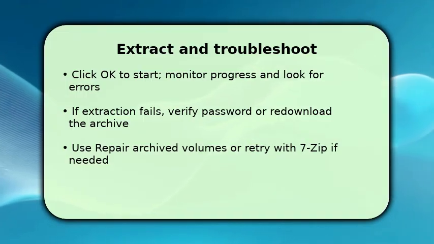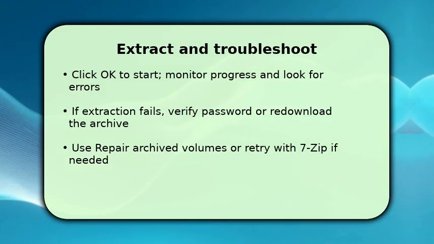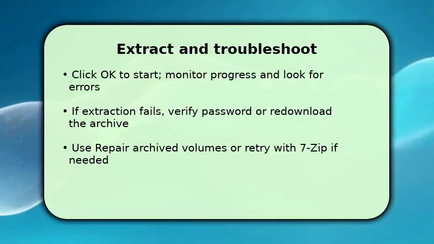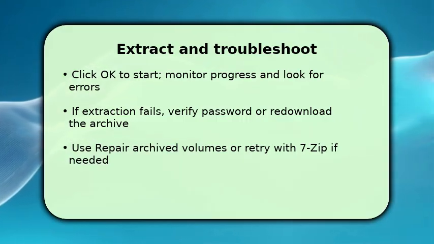If WinRAR finishes cleanly, inspect the destination folder to confirm files open correctly. If extraction fails, first make sure the password is correct and try re-downloading the archive. Partial downloads often corrupt archives. If corruption persists, try WinRAR's repair function or alternate tools like Unzip.